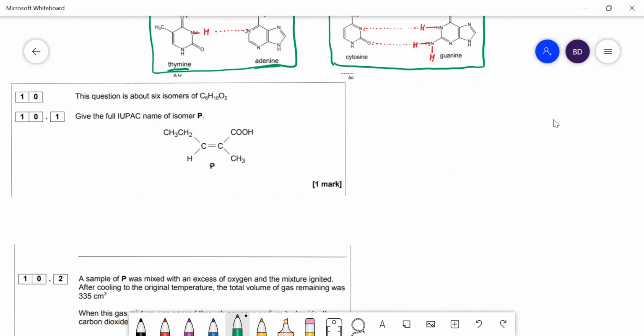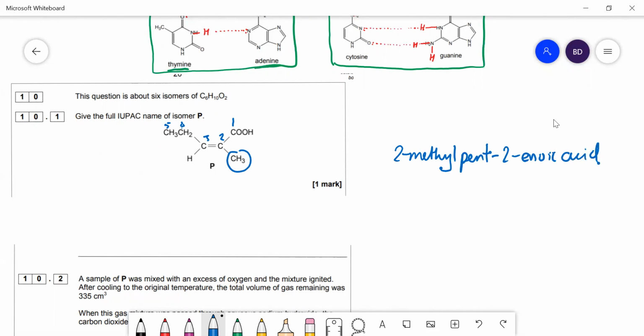Right, on to question 10. 6 isomers of C6H10O2. Give the full name of isomer P. Now they've drawn out that double bond. We need to bear in mind that there's a possibility of geometric isomerism, E/Z. So we're going to have to give the full name and say which one it is. So we've got 1, 2, 3, 4, 5. So it is pentan something or other, and we've got a methyl there. So it is 2-methylpent-2-enoic acid. And then we've got to decide, is it the E or the Z isomer?